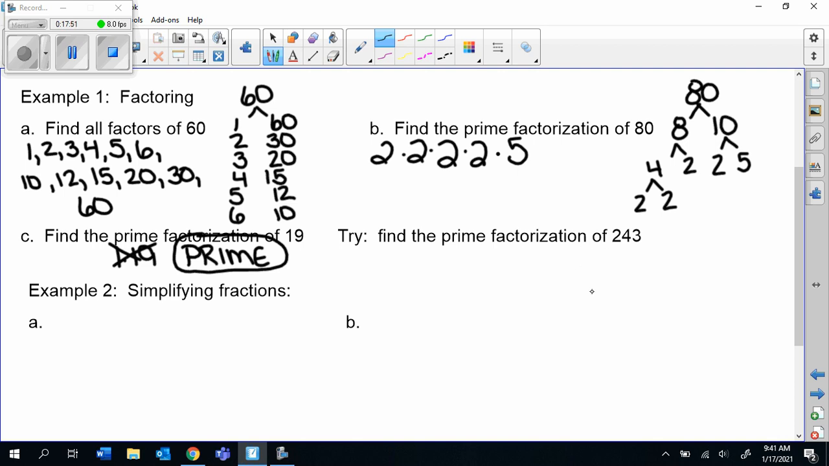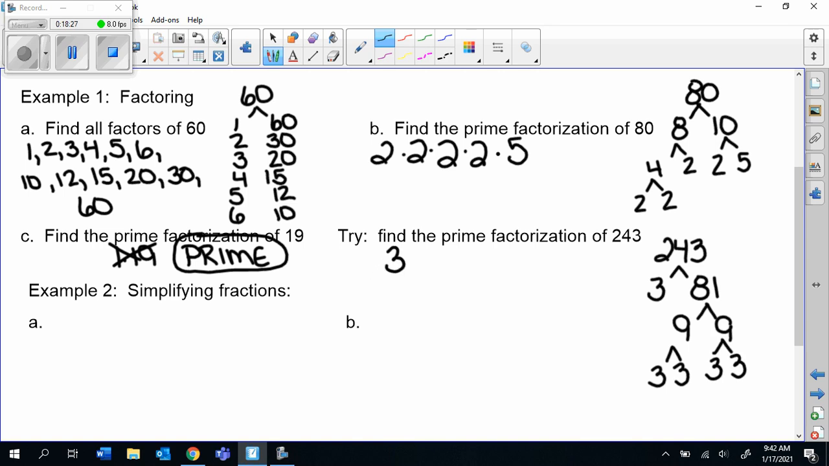If you'd like to try 243, I would encourage you to pause the video and go ahead and try that. And so 243, I'll give you a hint. It is divisible by 3. It's 3 times 81. 81 is 9 times 9. 9 is 3 times 3. This 9 is 3 times 3.